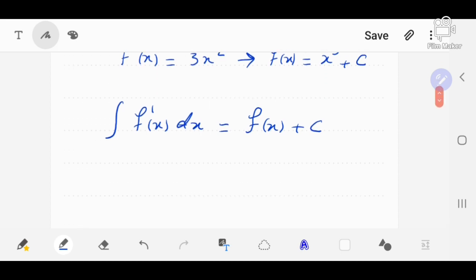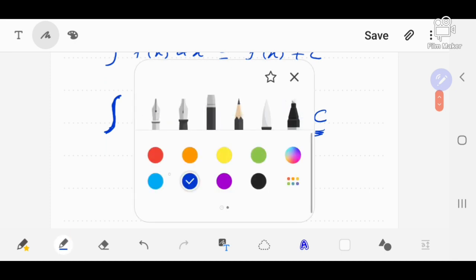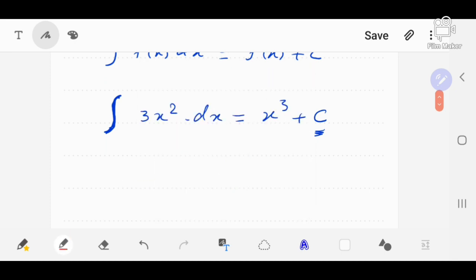So if I say integration of 3x squared with respect to x, you would say now it's equal to x cubed plus any constant, and that constant will be called the constant of integration. This is the integration. How would that be written in general? Simply we can say integration of any function of x will be equal to capital F of x plus c.